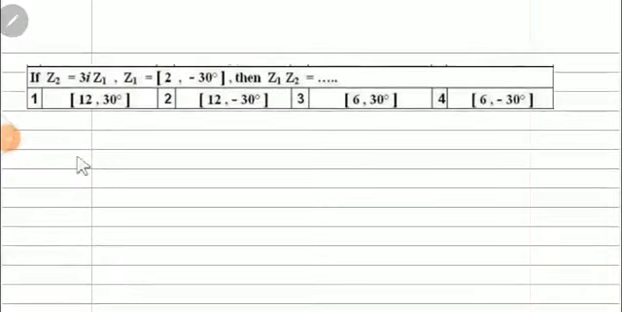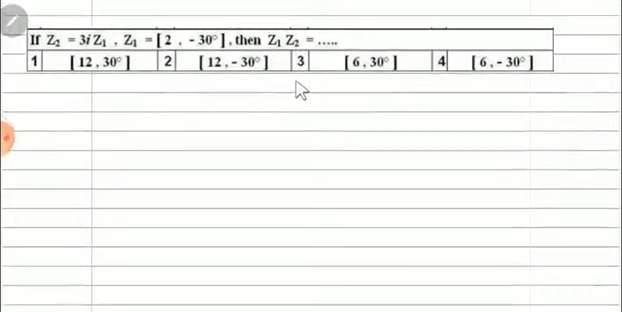He told us here, if Z2 equals 3i multiplied by Z1, and Z1 equals 2 and negative 30, this is the argument and this is the length, then Z1 multiplied by Z2 equals, an easy question. So first of all, he told us Z2 equals 3i multiplied by Z1. This is equation number 1.